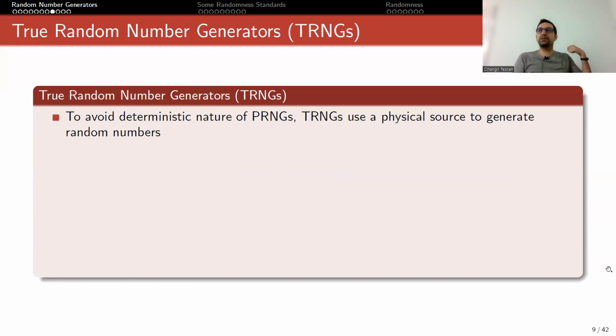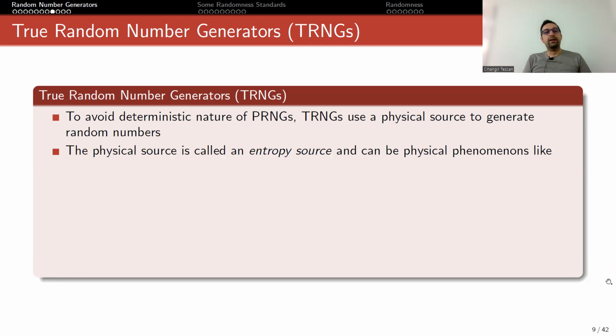I mentioned them as pseudo-random number generators because they weren't truly random. So the question is, what is truly random? To avoid the deterministic nature of pseudo-random number generators, true random number generators use a physical source to generate random numbers, because randomness is in nature, okay? You can get the sampling from nature and then do some randomness on them.